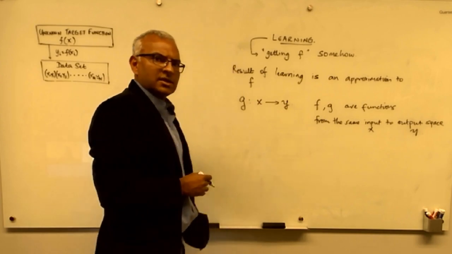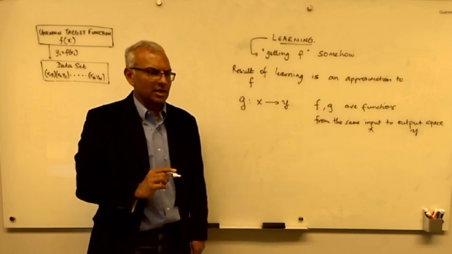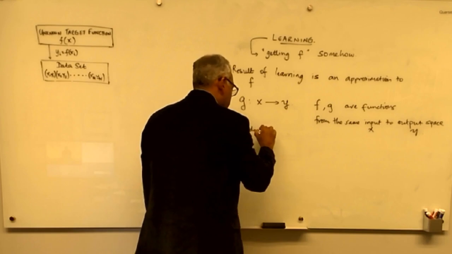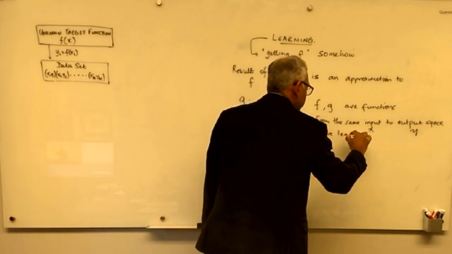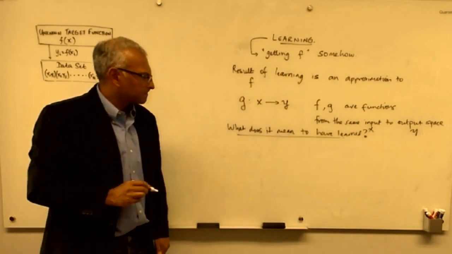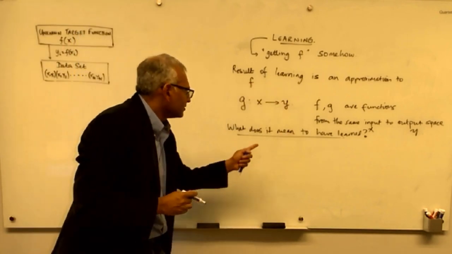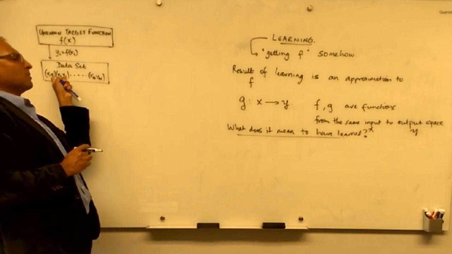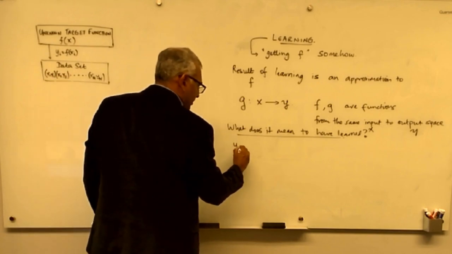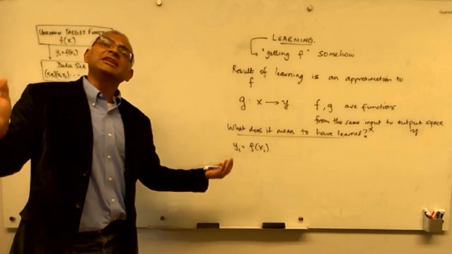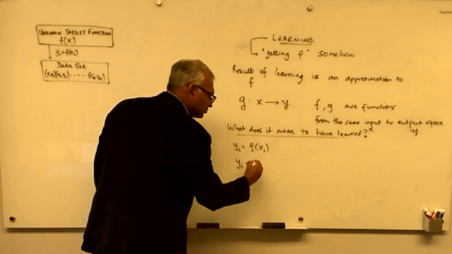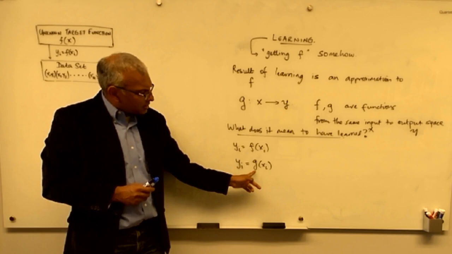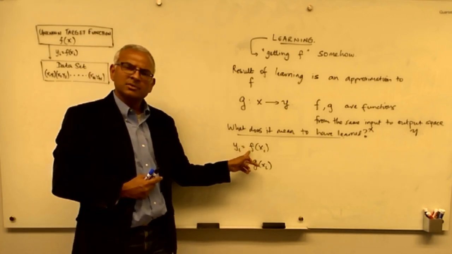So we need to decide, what does it mean to have learned? And here we are exactly pinning down the learning problem. So let me throw out a couple of possibilities. Possibility one. Since we have a data set, we know that for each of the x's in our data set, y is the corresponding f of x. So we know that yi is equal to f of xi. So wouldn't it be nice if yi is also equal to g of xi? What that means is that g is able to reproduce exactly f on the data set.